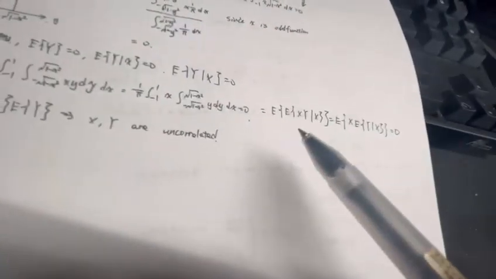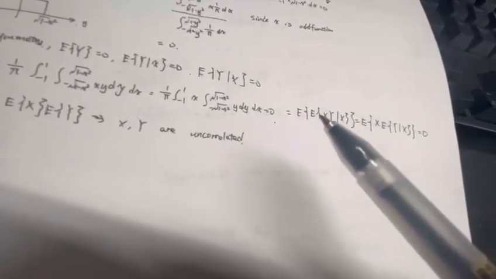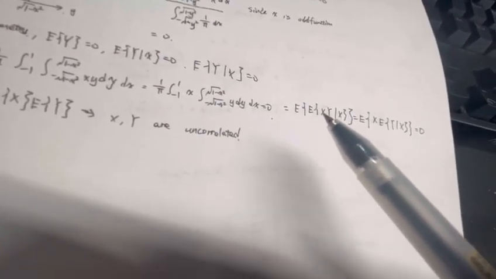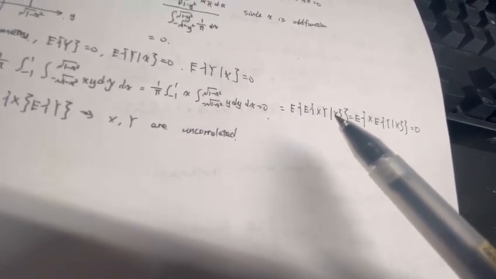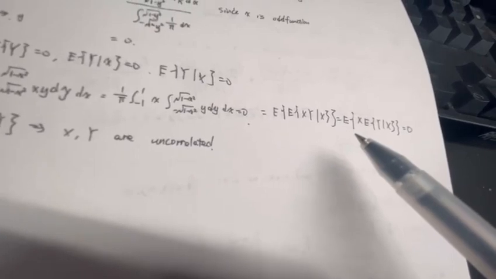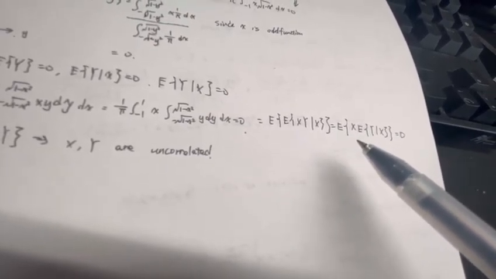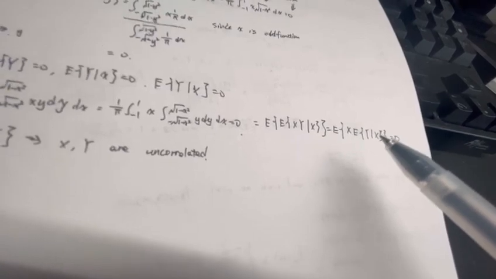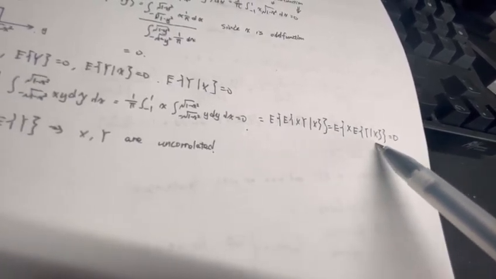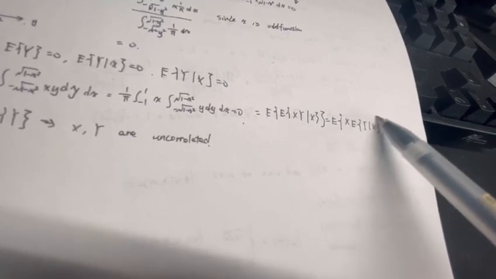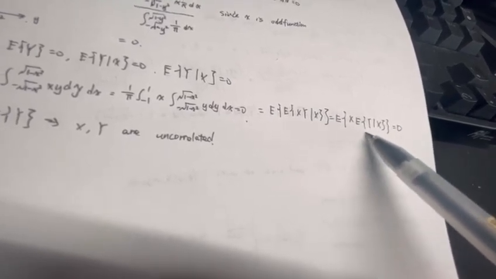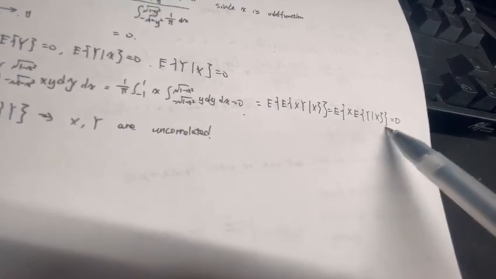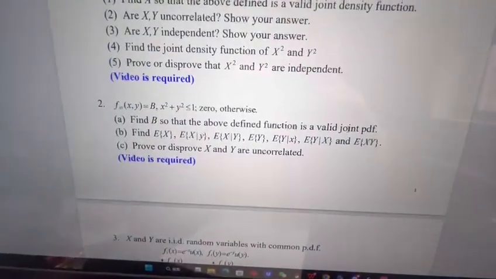Finally, we also need to find E[XY]. To calculate it, which may be a little complex, we can use conditioning. E[XY] equals E of E[XY given X], which equals E of X times E[Y given X]. In a previous part, we found that E[Y given X] equals 0, so this will be E of 0, and the whole equation equals 0. And we finished question B.